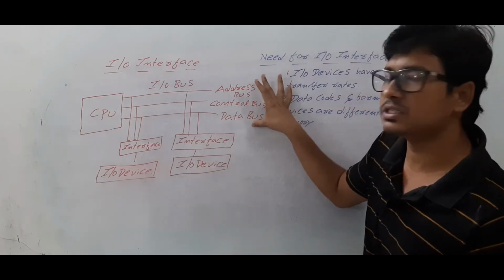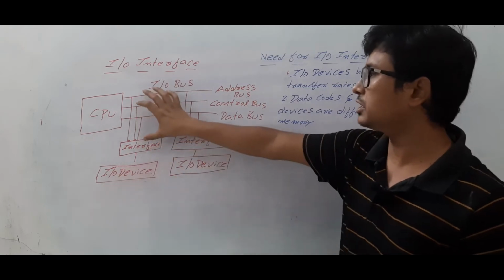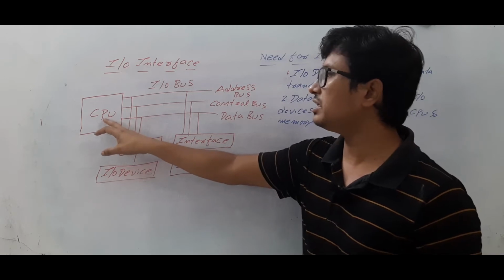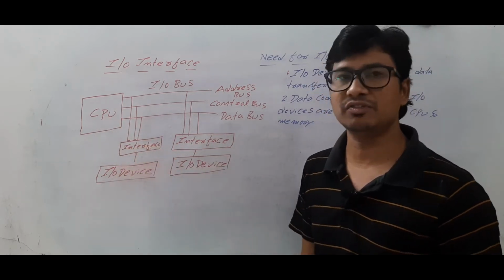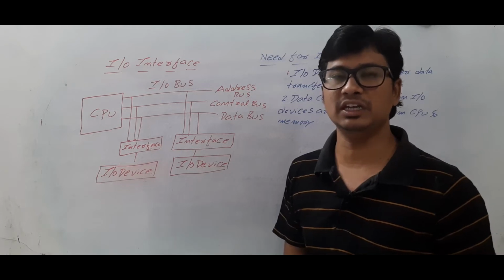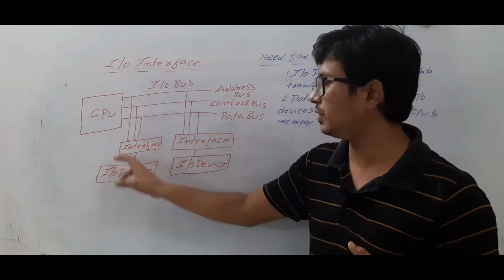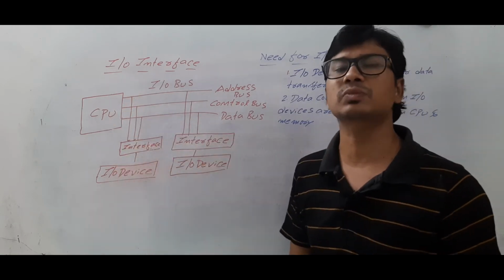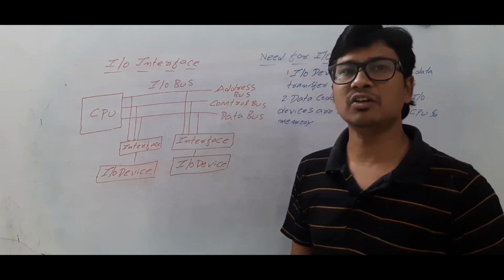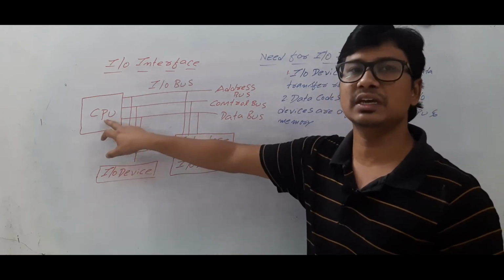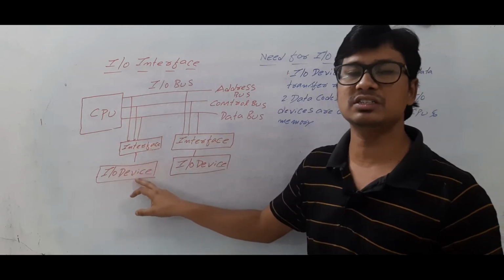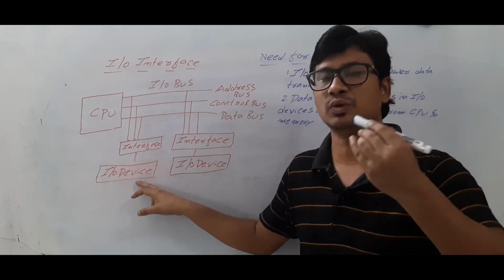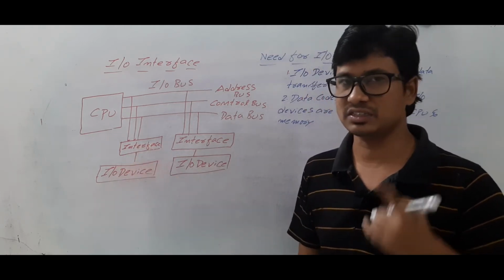All these three buses combined we call the I/O bus, because they are connected with the I/O devices. Now you can see that between a CPU and an I/O device we have an interface. What is the purpose of this interface? It acts as a mediator between the CPU and the I/O device. Why is it required? Because the CPU is an electronic device and the I/O devices are electromechanical devices. So to convert the signals from the electronic device to the electromechanical device, we need an interface. That is the first reason.